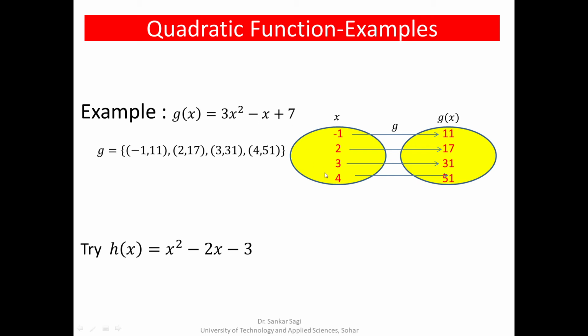Under this function, for various values of the domain, you can find the images, just like we did before. By putting x = -1, you can find g(-1), the image of -1 under this function g. So g(-1) is nothing but 11, and g(2), if you put x = 2, you will get the image 17. g(3) will be 31, and if we put x = 4, g(4), that is the image of 4 under this function, will be 51. You can verify these values for this function.